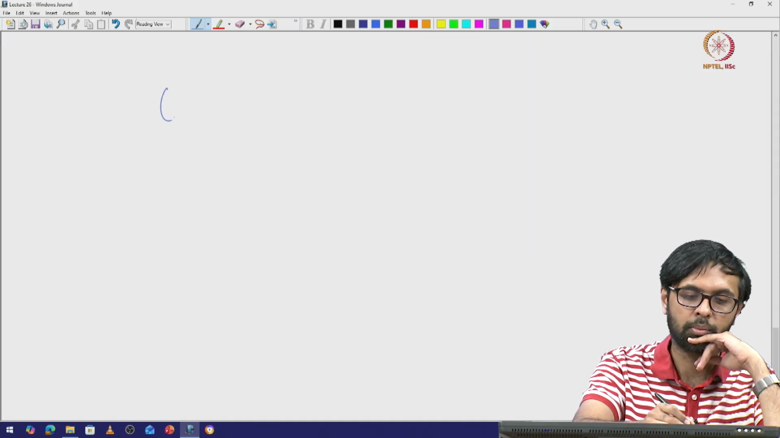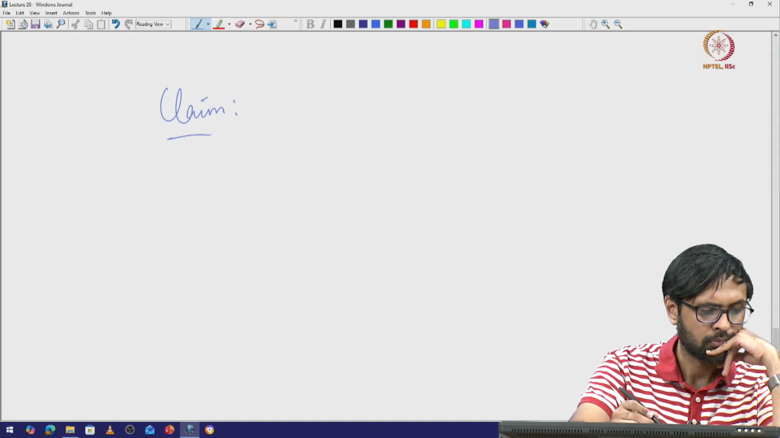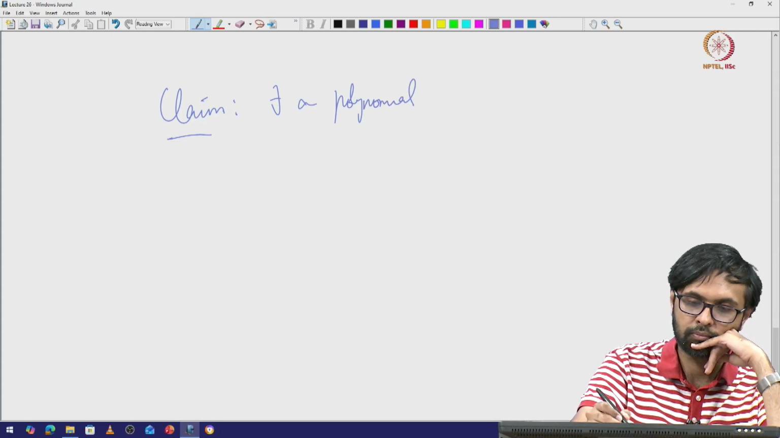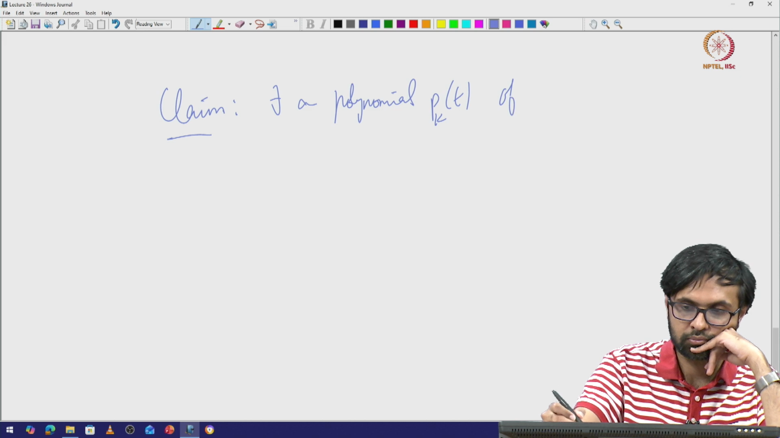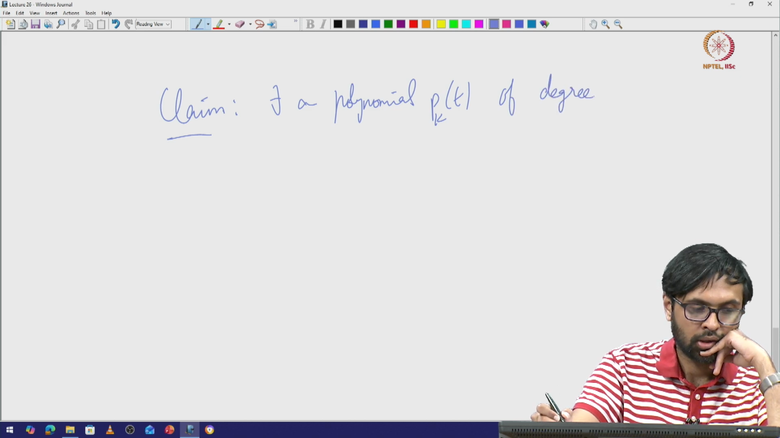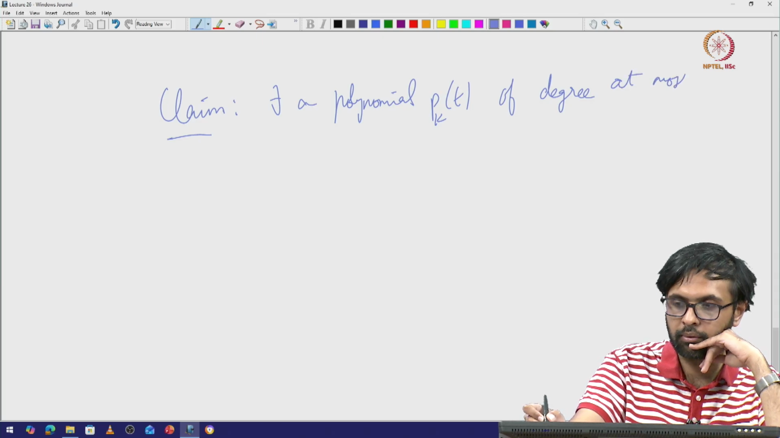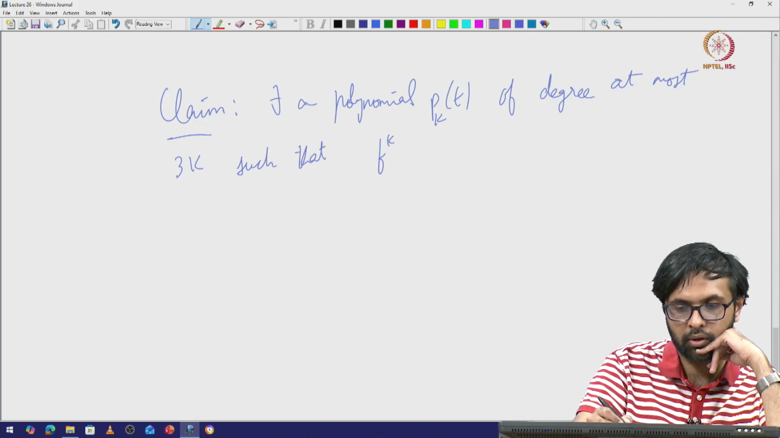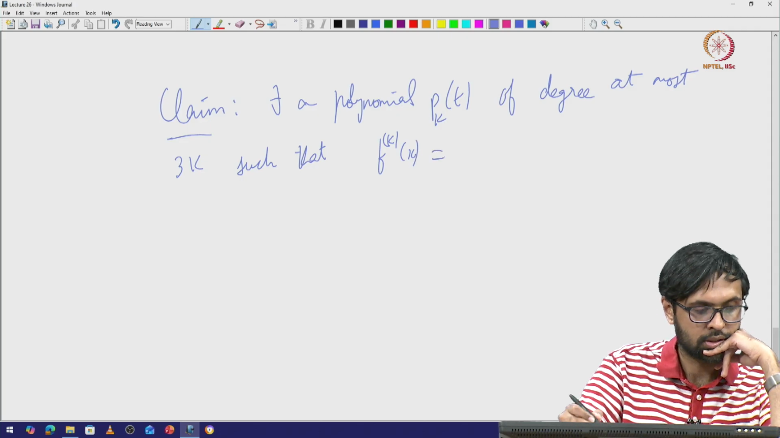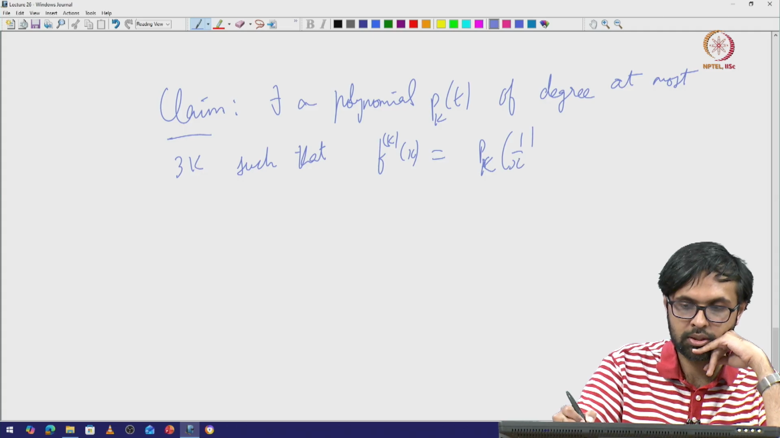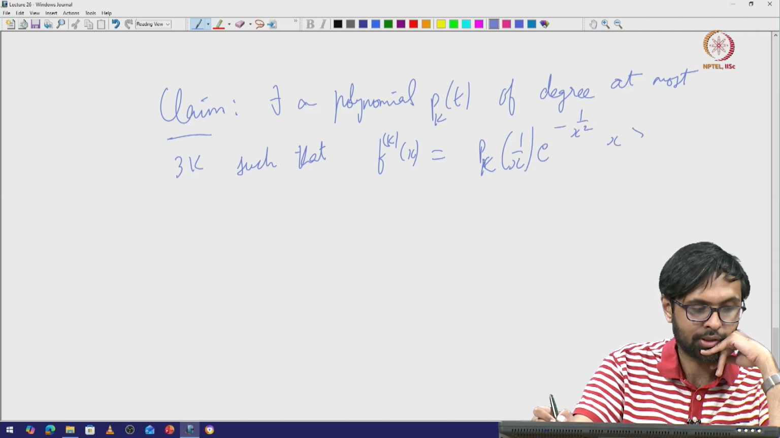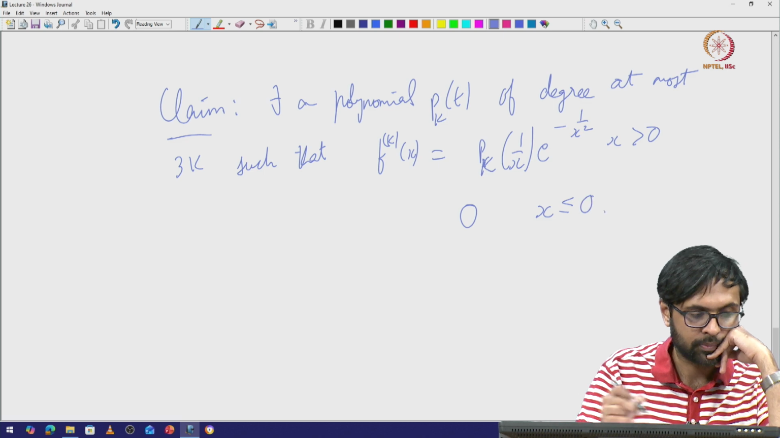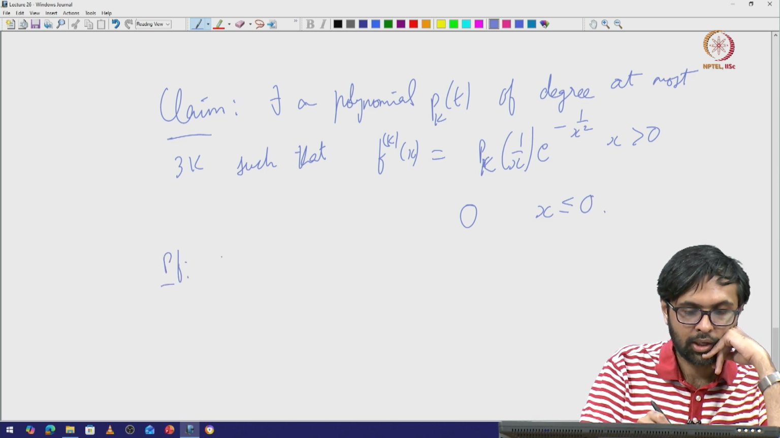So the real point here is: for each k, there exists a polynomial p_k of degree at most 3k such that the kth derivative of f exists and is p_k of 1 by x times e raised to minus 1 by x squared when x is positive, and 0 when x is less than or equal to 0. Okay? So we can prove this claim by induction on k.